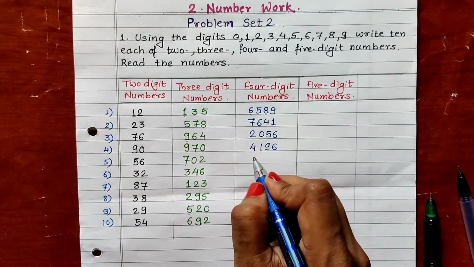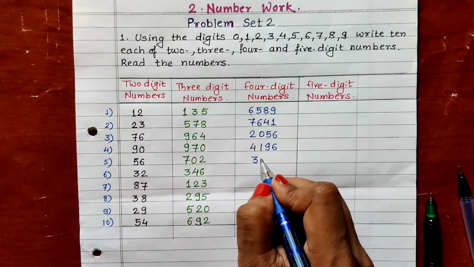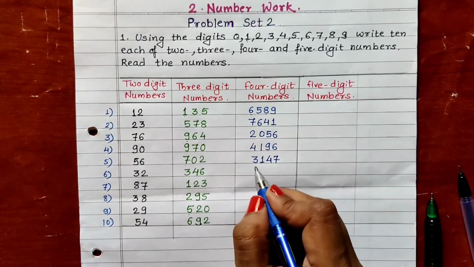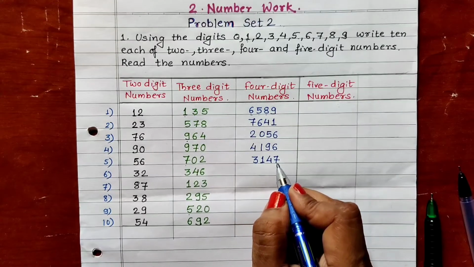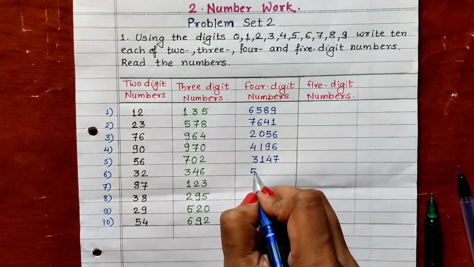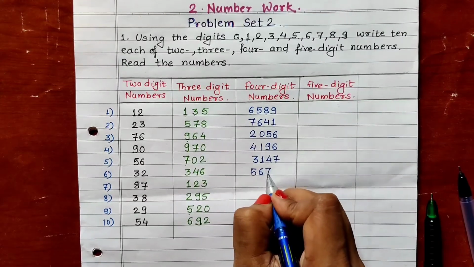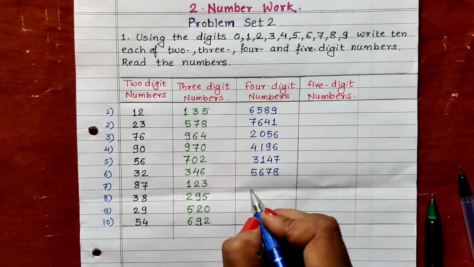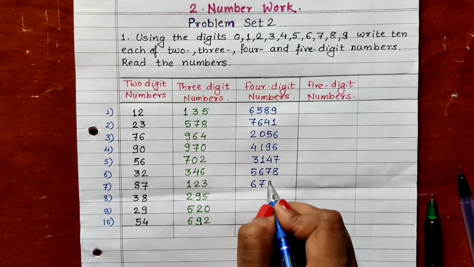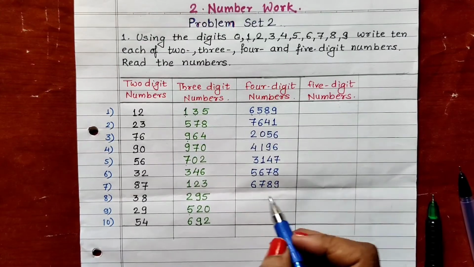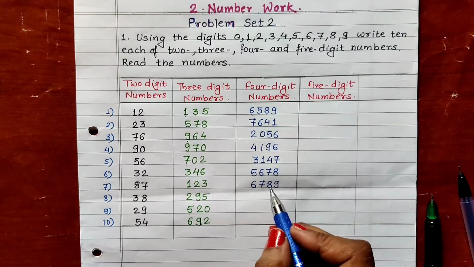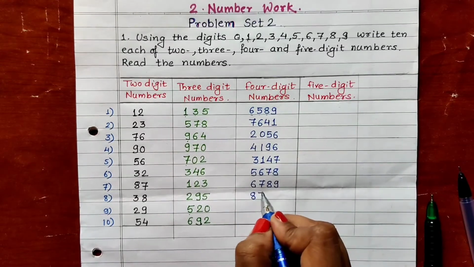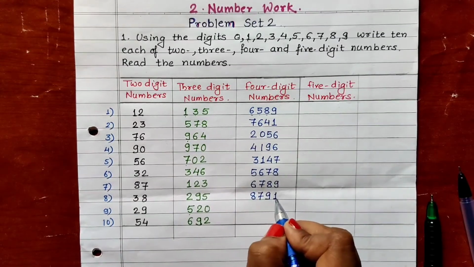If I write 4, 1, 9, 6, it can be read as 4196. If I write 3, 1, 4, 7, it will be 3147. If I write 5, 6, 7, 8, it will be 5678. If I write 6, 7, 8, 9, how to read this number? 6789.